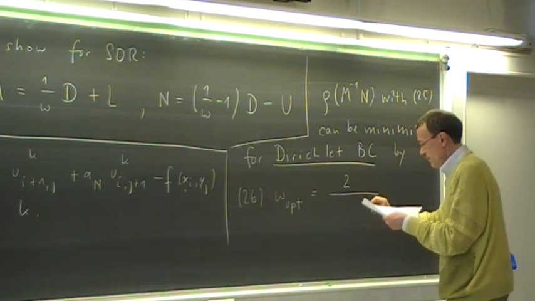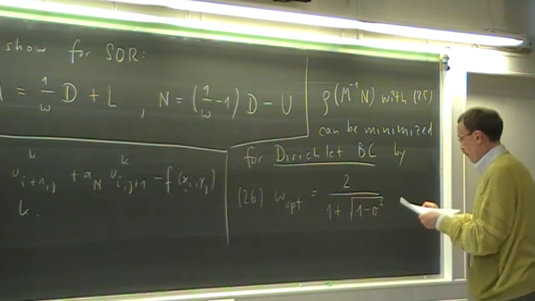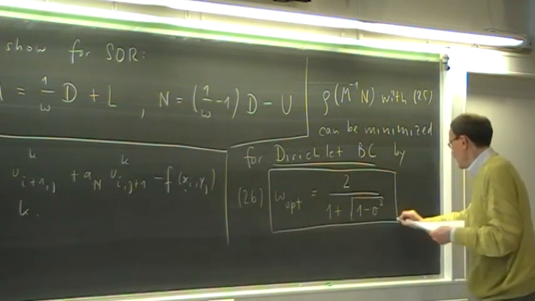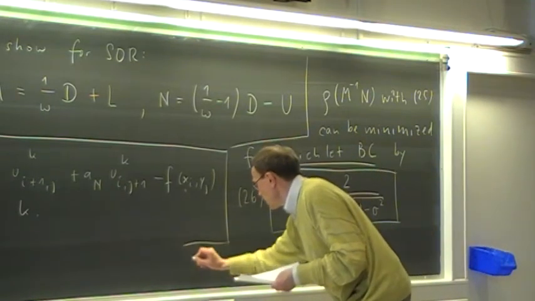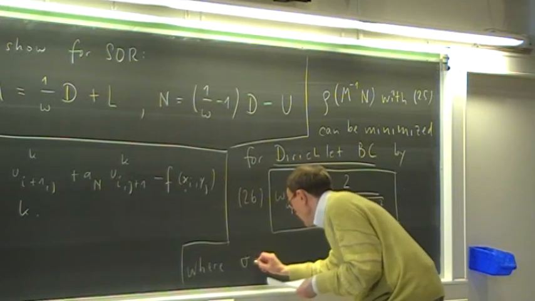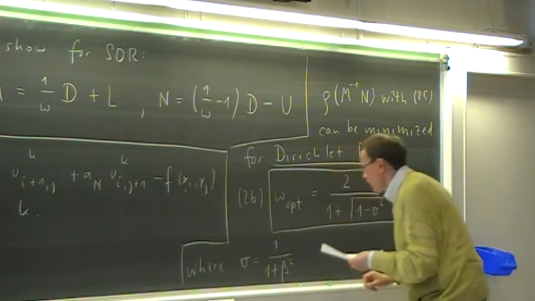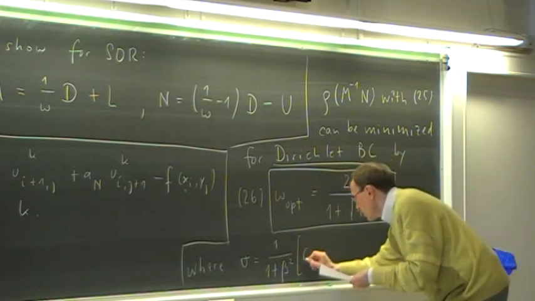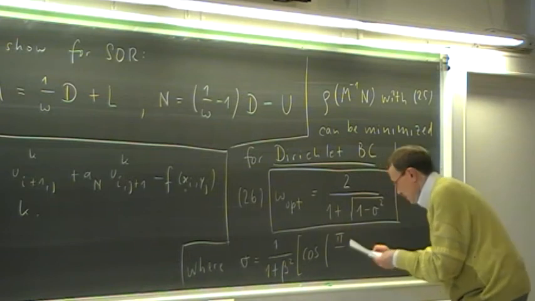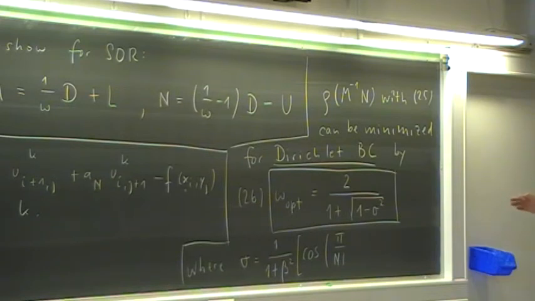You choose it as 2 divided by 1 plus the square root of 1 minus sigma squared. And the sigma squared is coming from sigma, which is actually the spectral radius of the Jacobi method. So the sigma that is entering the equation is 1 divided by 1 plus beta squared. I'll give that in a minute. Beta is the ratio of delta x to delta y, times the cosine of pi divided by the intervals, ni intervals. Then you would have ni plus 1 points, including the boundary points, but the intervals is ni.